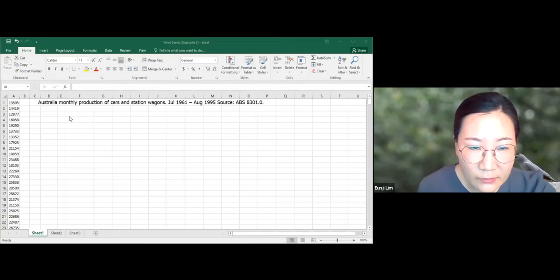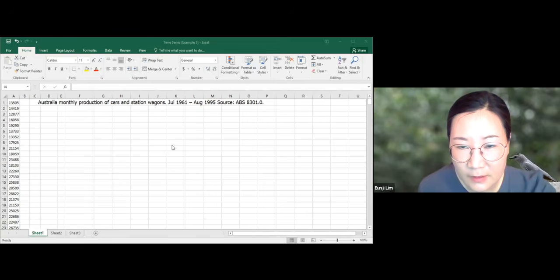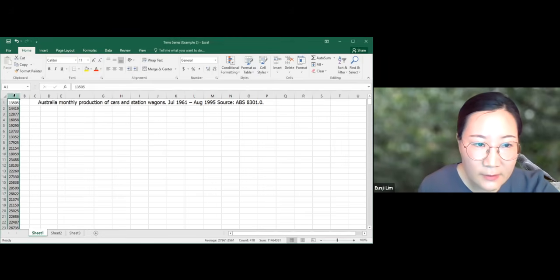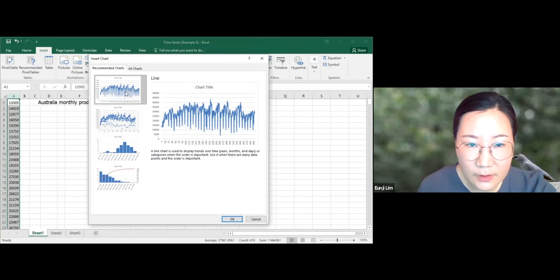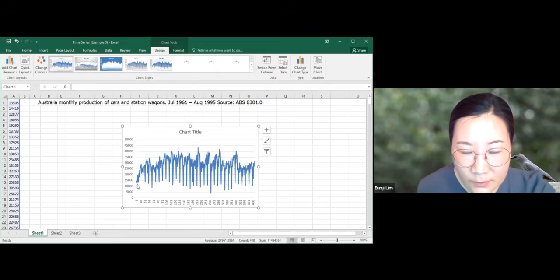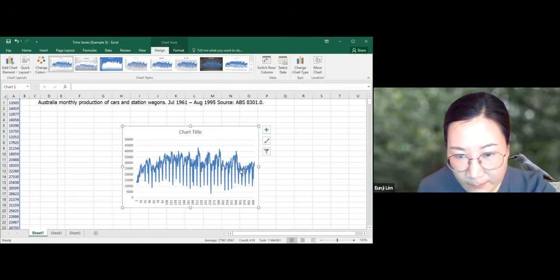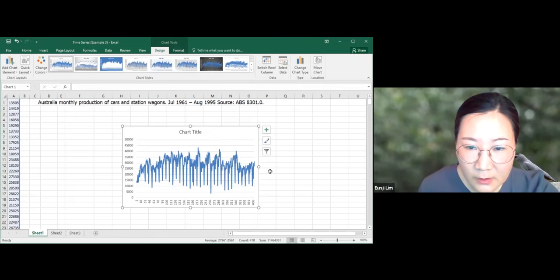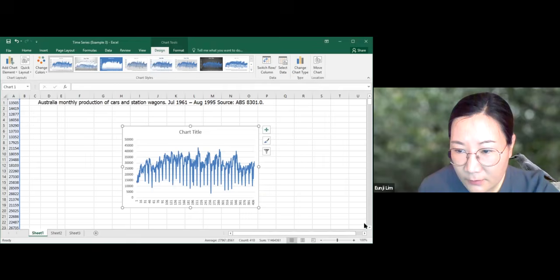Now let's go to the third example. In this example, we have the Australia monthly production of cars and station wagons from July 1961 to August 1995. So let's plot this data set. Insert charts. So you can see that the trend is increasing, and then it levels off. Do you think this is seasonal?